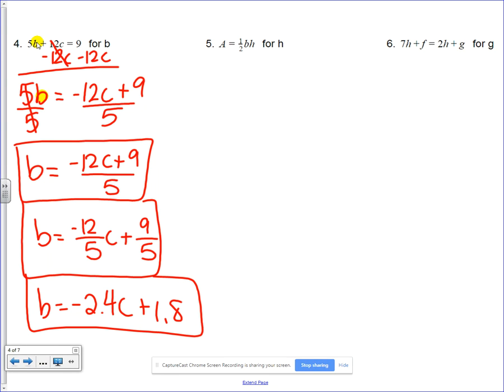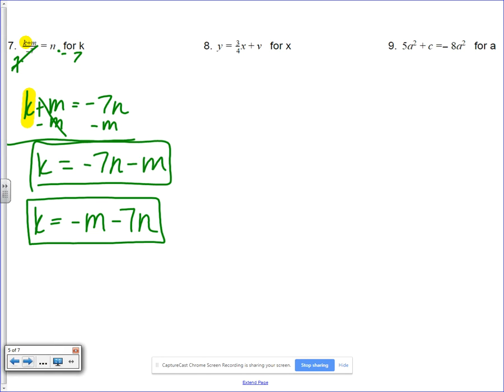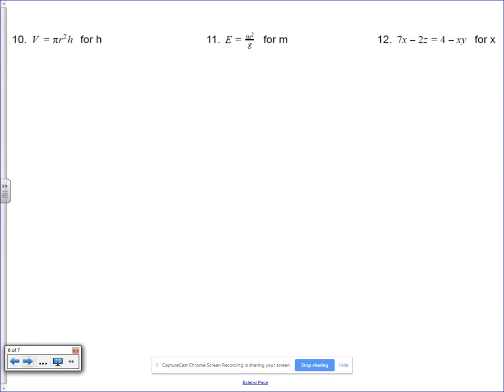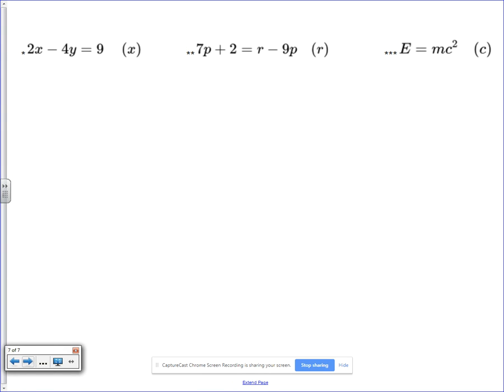Okay, I want you to do the first starred problem at the bottom back of your paper. The first starred problem. You're trying to isolate the x. What are you getting rid of first? I hope you're adding the 4y over, and I hope you're not combining that with the 9 that's already over there.